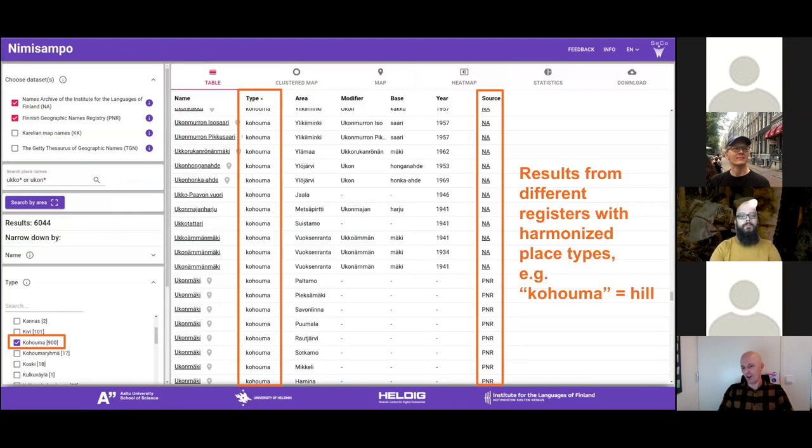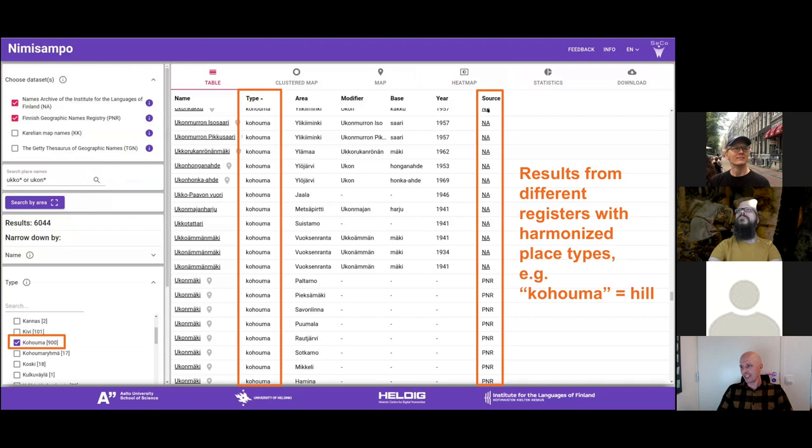Then an example of how the harmonized place types are in use. Now I have the same 6,000 results with the search I just did. I have two main data sources: some of them are coming from the names archive, I can see the source here, and some of them are coming from the place name registry. But still, I am able to filter by place type, kohoma, which is a hill, which was not previously possible, of course, when combining these two huge registers.